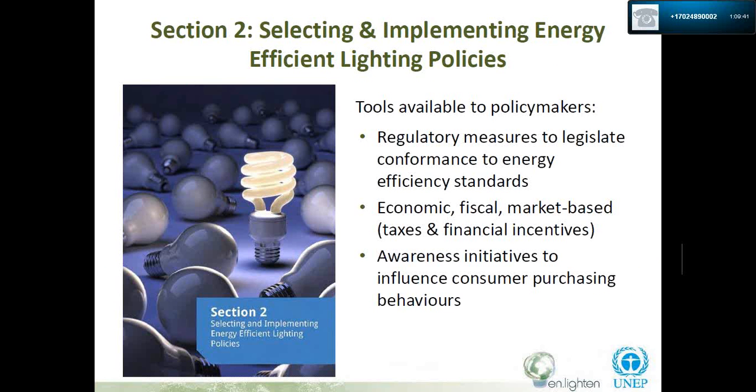The second section of the toolkit focuses on the different methods of policy making, the tools that are available to policymakers so that they can create legislation and regulatory measures that will increase conformance to energy efficiency standards. They could be economic, fiscal, or market-based, so you could use taxation or financial incentives, and you can also create policies that raise awareness and help influence consumer purchasing behaviors.